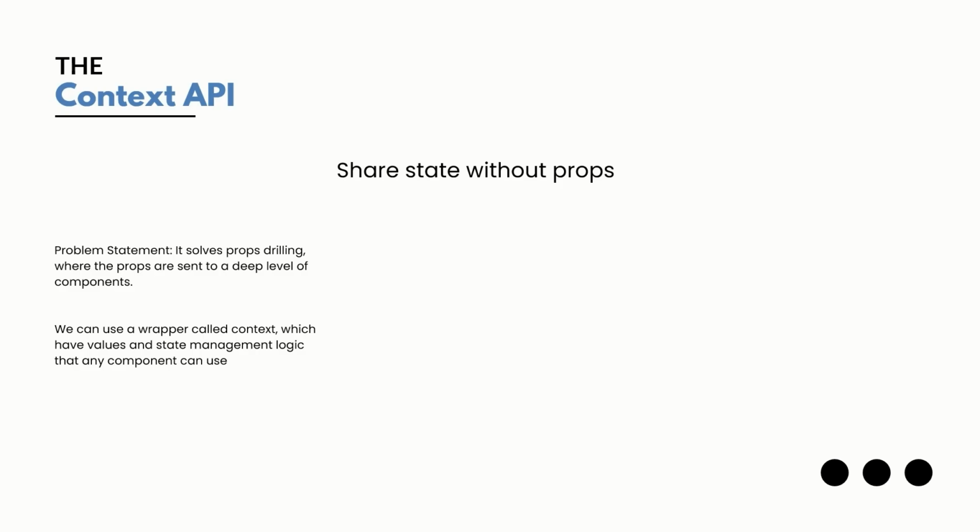We can create a context, and we can also create a separate context for, suppose, the theme of the application, the login, the orders, the products, and for managing the state, for managing the application cart and all. So a context API is very useful to manage the application-wide state.